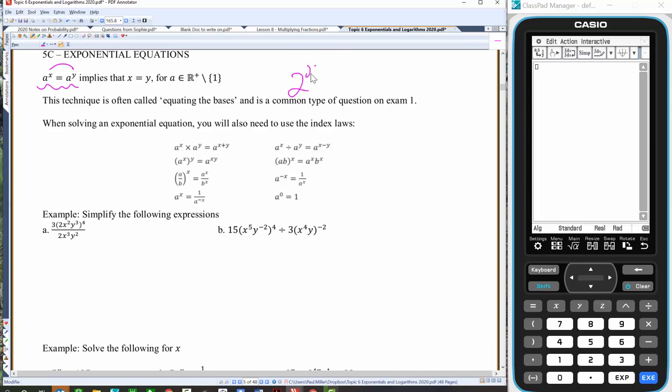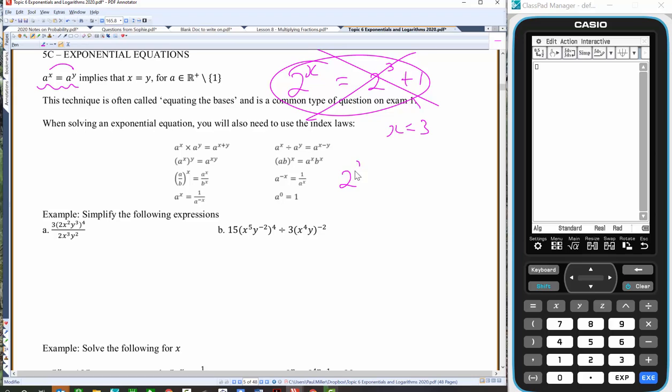So if we've got 2 to the x equals 2 to the, say, 3 plus 1, what they say is, well, we've got the same base here, so x is equal to 3. Not the case. Okay, so that one there, you can't use that. The bases are not equated.